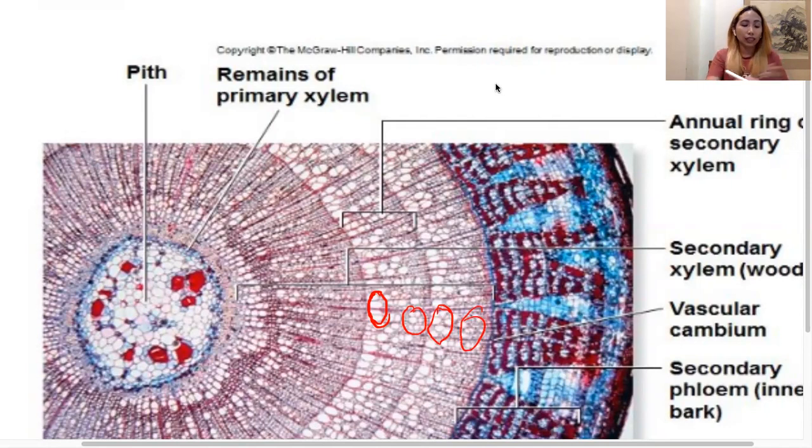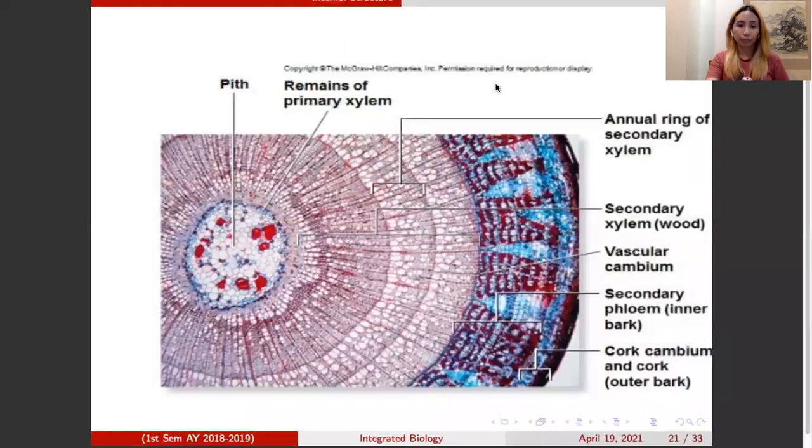And then as the season ends, nandito yung mga last na napo-form na cells. So they are smaller ones and they are more dense. So they are darker. So these are the early woods, yung mga malalaki, mas malalaking cells, no? Yan, early wood, this. And yung mga mas darker and mas smaller, sila yung late wood, okay? Or yung tinatawag natin na summer wood. Okay, so balikan natin yung slide.